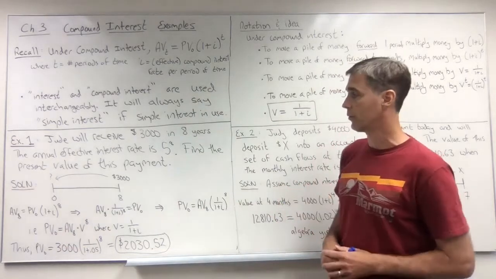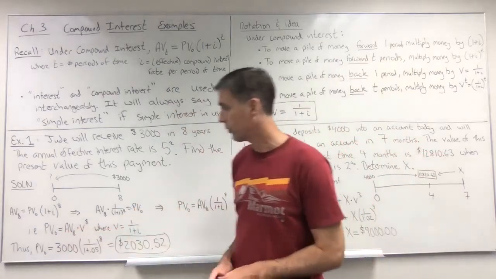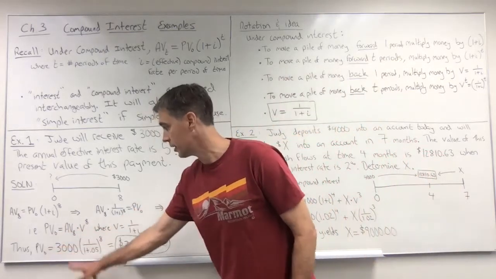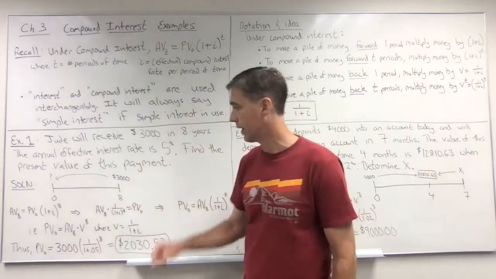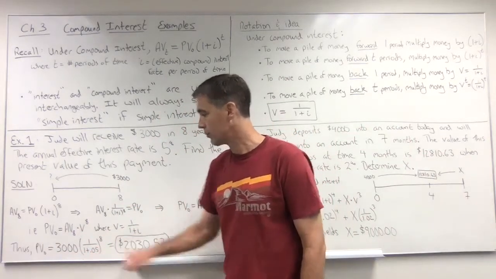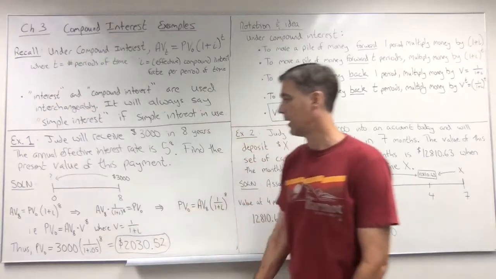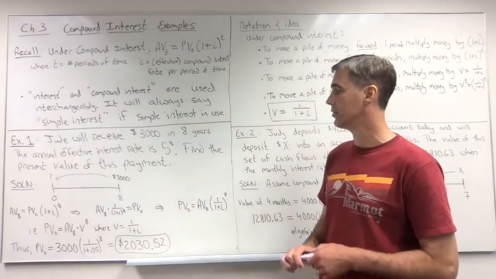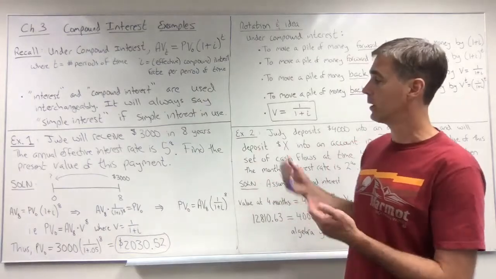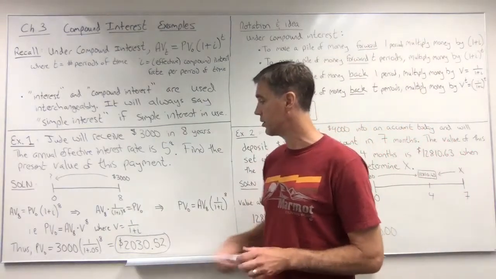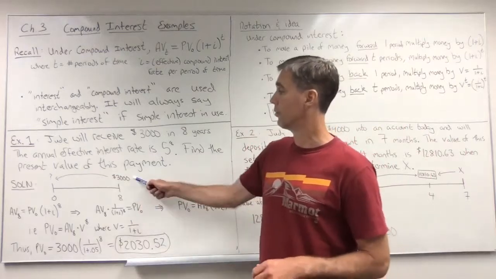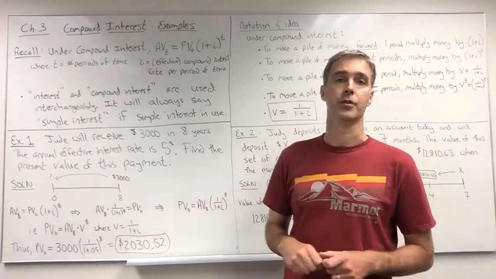Well, let's actually solve the problem. I've got this great formula, or this great formula if you prefer. So PV0 is the accumulated value at time 8, which was 3,000, times 1 over 1 plus i, our i was 0.05, to the 8th. And if you crank that on your calculator, you get $2,030.52. So another way of thinking about this problem is if you would have deposited 2030.52 at time 0, at time 8, it would have been worth $3,000 if you had 5% interest per period.